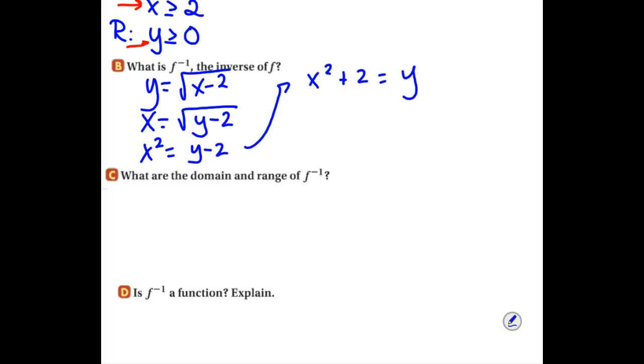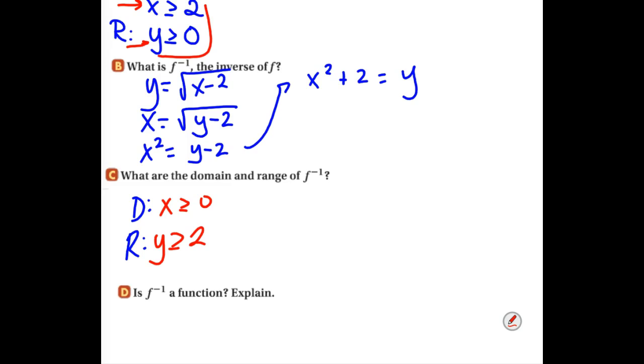What is the domain and range of that inverse? We know the domain and range of our original one, correct? That means we just flip them. So if we knew that y has to be greater than or equal to 0 for my original one, I now know that x has to be greater than or equal to 0. And if we knew that x had to be greater than or equal to 2, now we know y has to be greater than or equal to 2. My domain and range just flip. Okay?